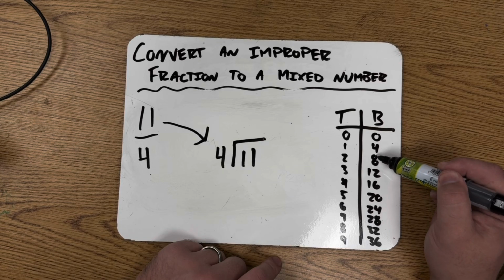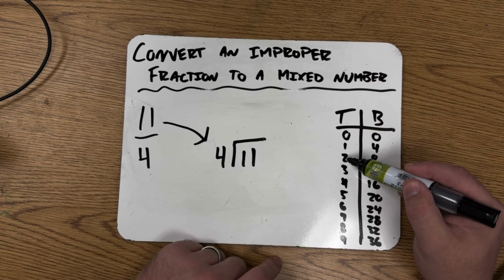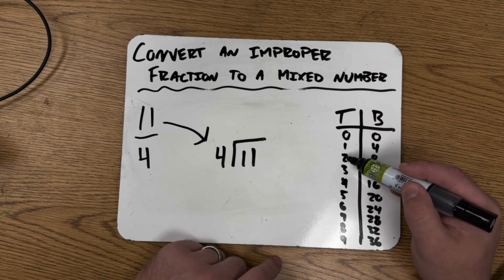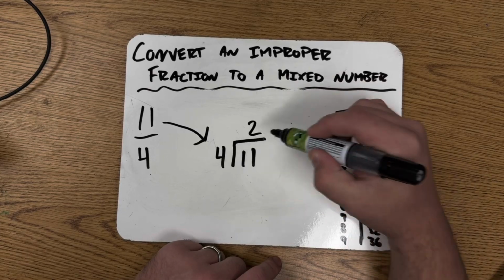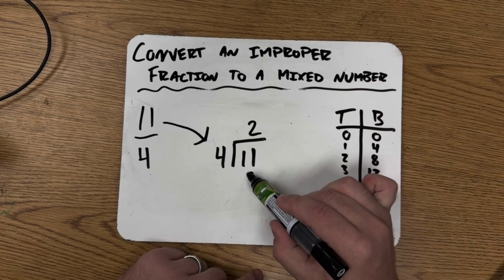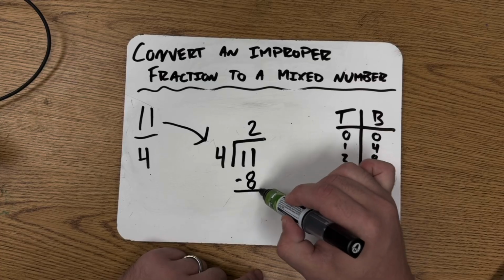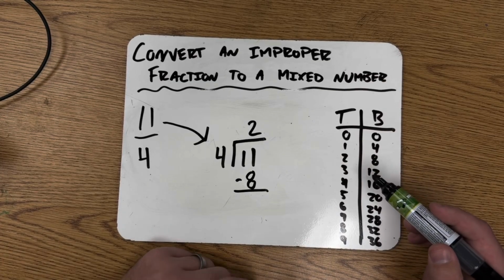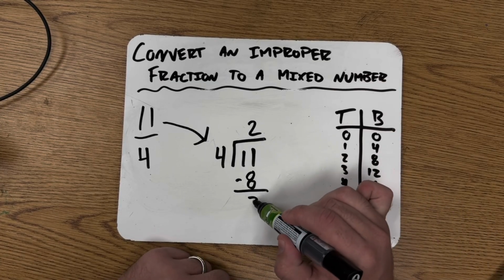So that's going to be my bottom number, and I find my match, my T, that is my top number. So 2 is going to go onto the top. 8 is going to go onto the bottom. I'm going to subtract those from each other. 11 minus 8 ends up being 3.